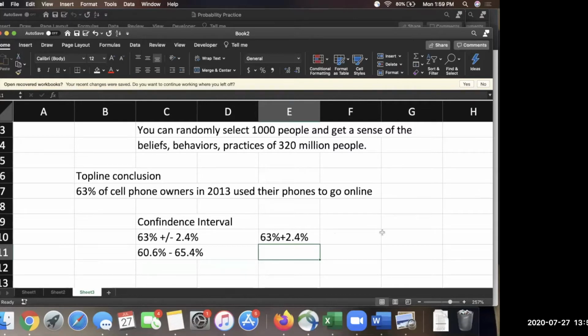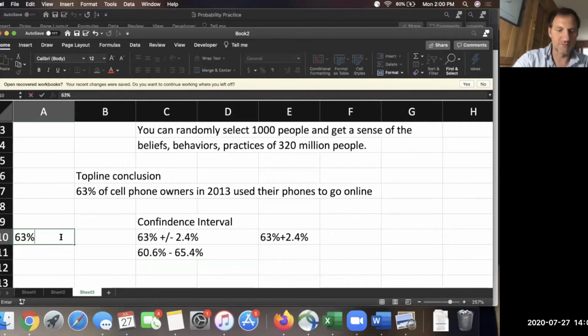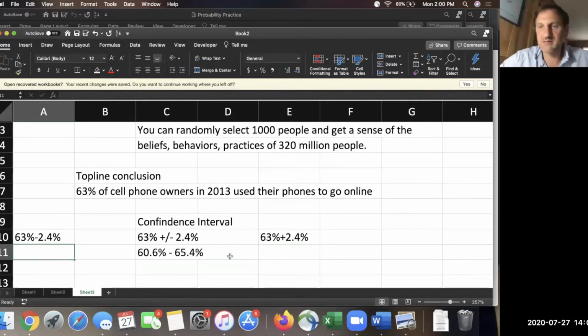Is that how you got the 65.4? That's where I got 65.4. Now, on the other hand, I could do 63% minus 2.4%. And what does that give me? You finished? The 60.6. That's it. That's all the math you got to do for this section. Add and subtract. Is that it?